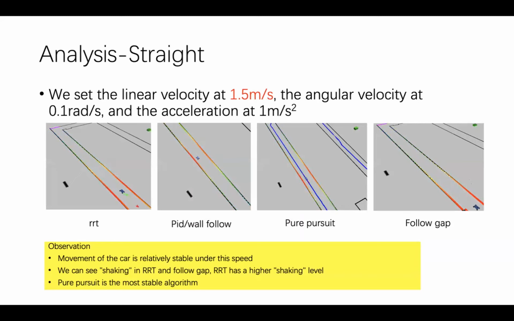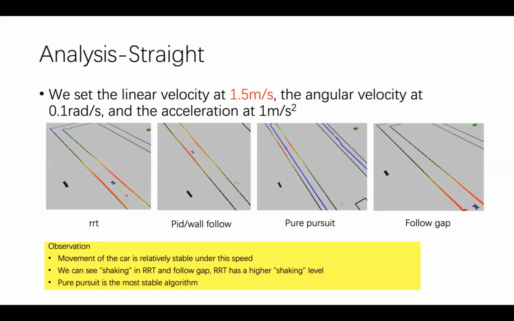We set the linear velocity at 1.5 meters per second, angular velocity is 0.1 radians per second, and the acceleration at 1 meter per second squared. So we can observe the movement of the car is relatively stable under this speed for all of the algorithms here. We can see some shaking in the RRT and follow gap. RRT has a higher shaking level, and pure pursuit is the most stable algorithm.